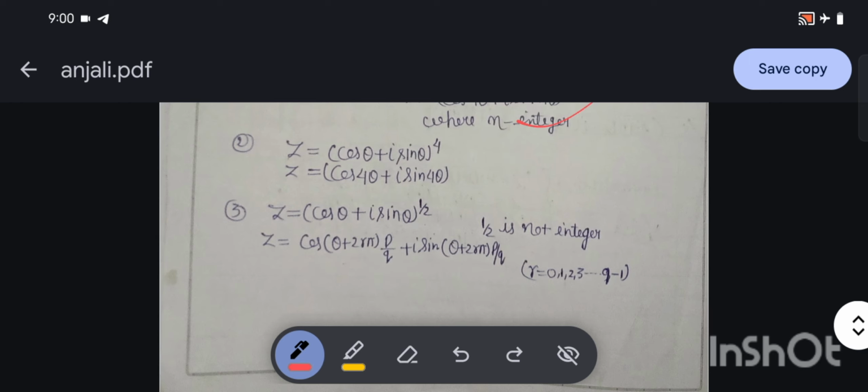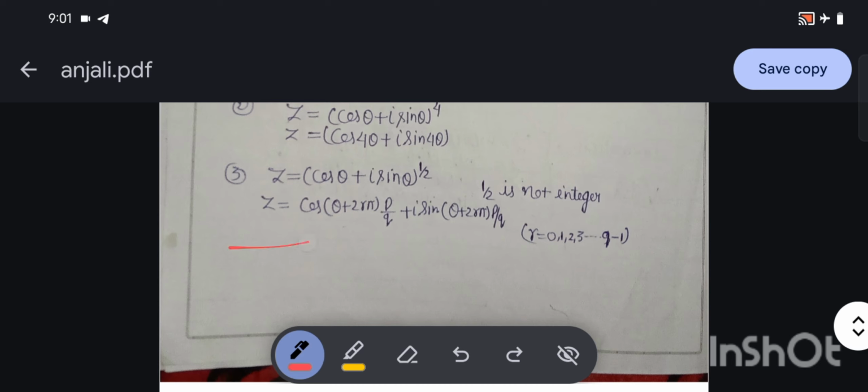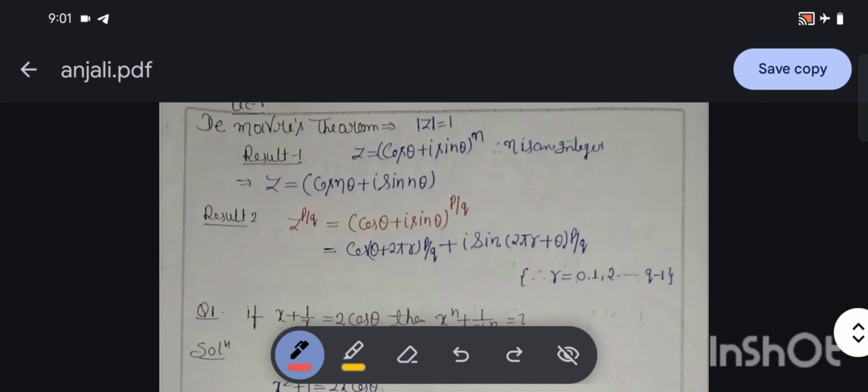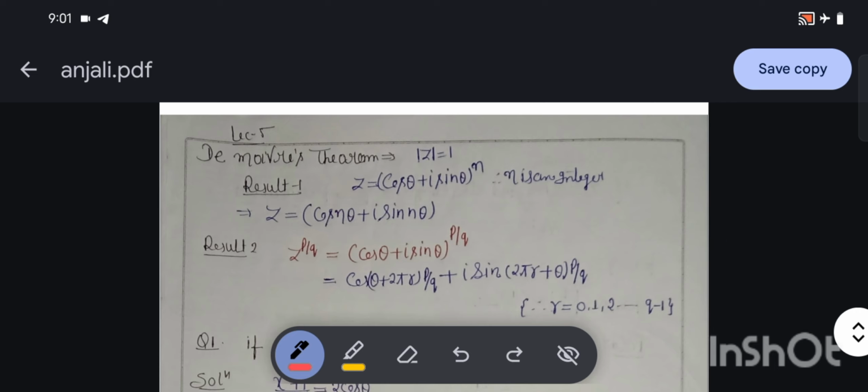In this de Moivre theorem, n is always an integer number. Is it clear? So 1 by 2 is not an integer number. Then we write z is equal to, we add 2r pi to both terms, cos of theta plus 2r pi times p upon q plus iota sine of theta plus 2r pi times p upon q. Is it clear? So the first result in de Moivre theorem, z is equal to cos theta plus iota sin theta whole to the power n, where n is an integer, then z is equal to cos n theta plus iota sin n theta.